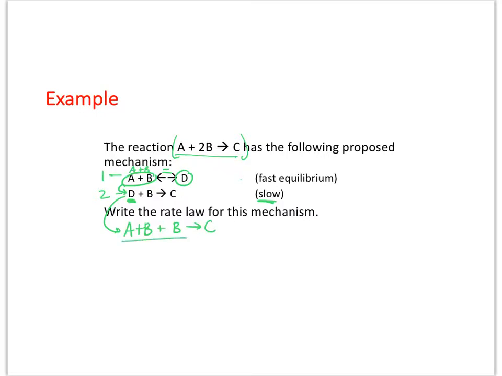I can write a rate law for this. Rate equals k times the concentration of A, that would be to the first power, times the concentration of B, and that would be squared because there's two of them. It's probably easier to see all on one page. So basically, if your fast step is written first, you substitute the reactants from the fast step for its equivalent in the slow step and write your rate law from there.